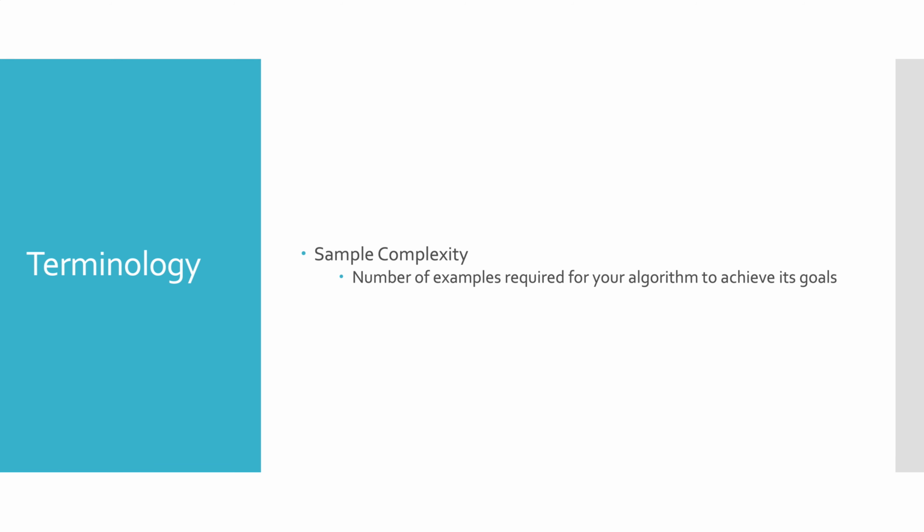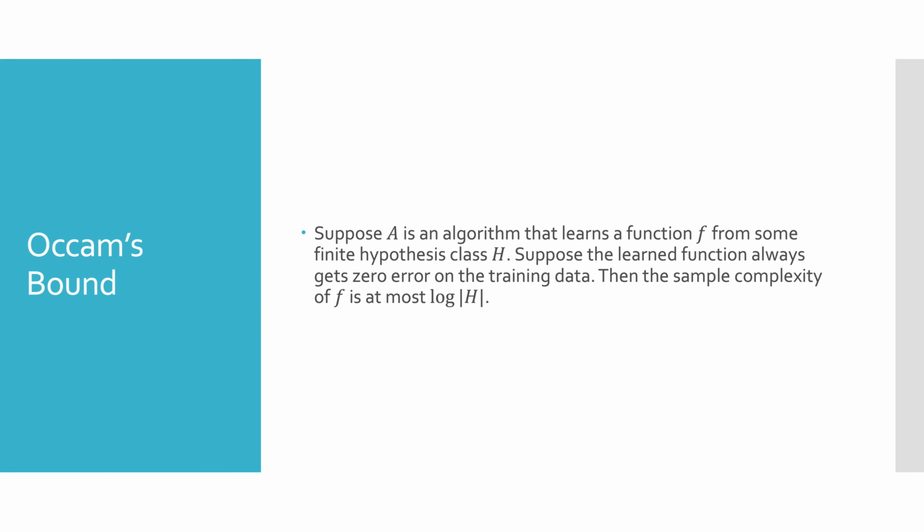Sample complexity is the number of examples required for your algorithm to achieve its goals. Occam's bound states that suppose A is an algorithm that learns a function f from some finite hypothesis class h. Suppose the learned function always gets 0 error on the training data. Then the sample complexity of f is at most log of the size of h.